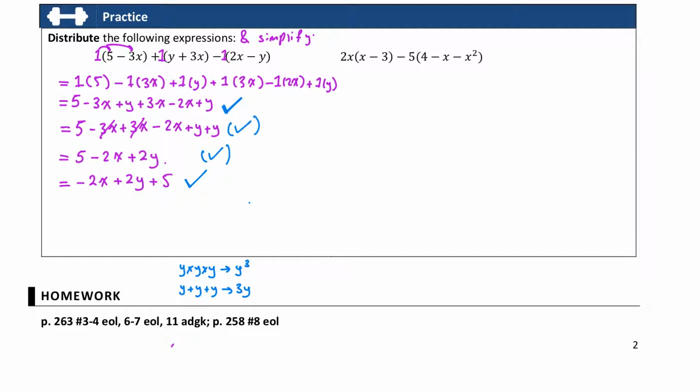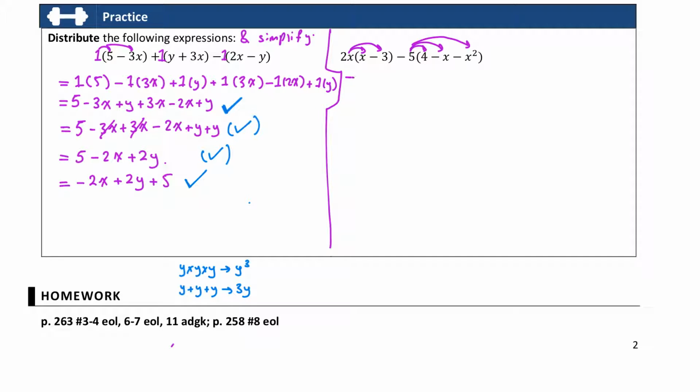Now for the next question, I will draw a line in the middle over here so that we can separate or distinguish the two questions from each other. For this one, I will do the exact same thing as I have been doing before, and I will distribute the terms that I have outside of the brackets into the brackets. So on the left side, I will distribute the 2x, and on the right one, I will distribute the negative 5.